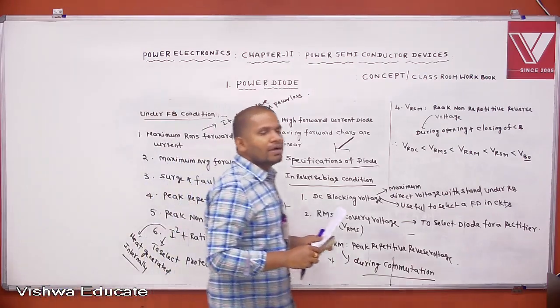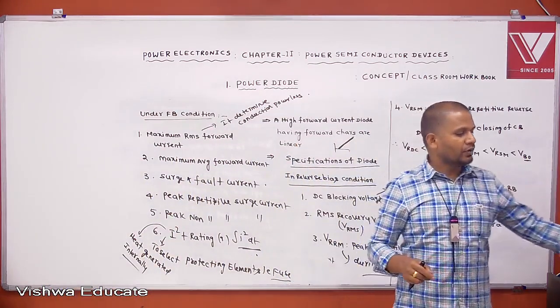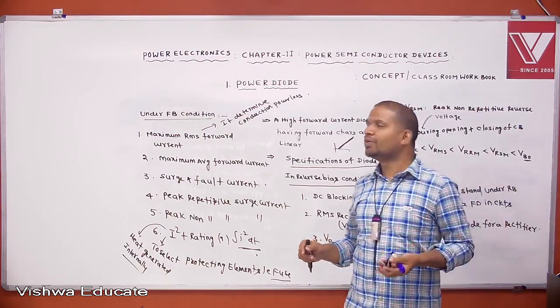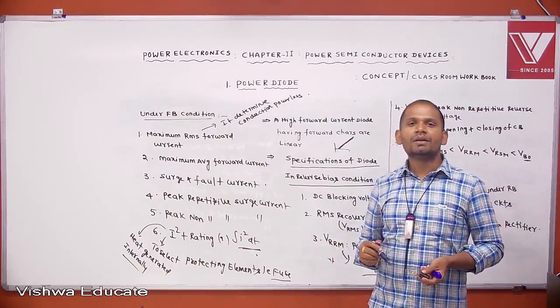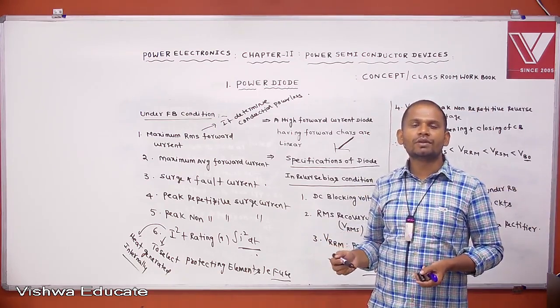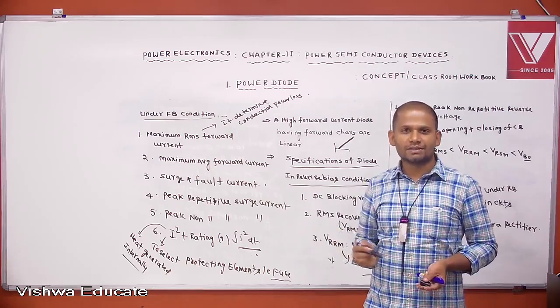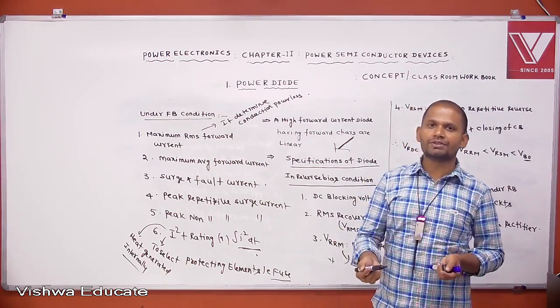Understood? Okay. This is the concept of the diode that I discussed. With this, the power diode concept is completed. In the next sessions, in chapter 2 itself, we'll start with the thyristor concept. Then we enter into the thyristor. Okay.